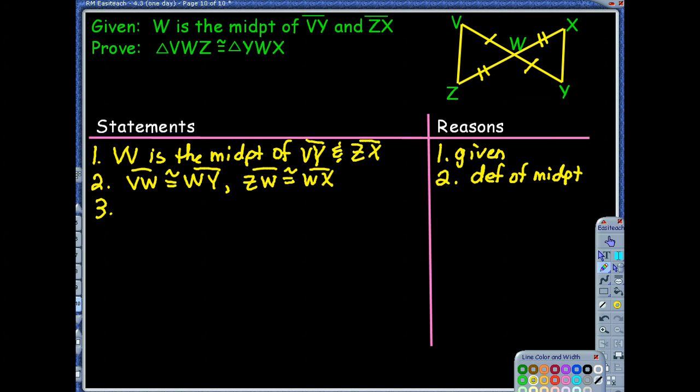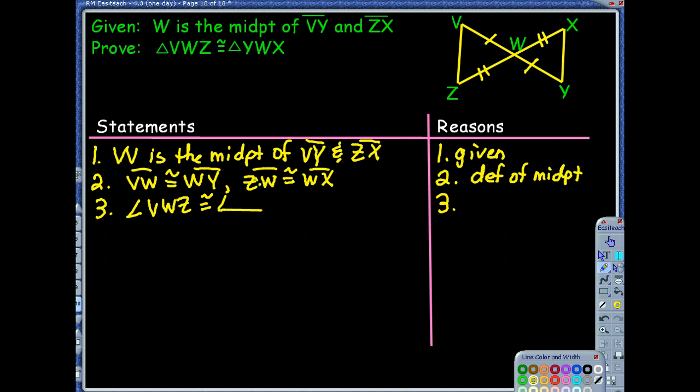Okay, we've got two sides. We either need the third sides. So could I say V? I don't know anything about those, so I can't really talk about them. No. But I could do the included angle because I noticed they're vertical angles. Okay, and I can't call it just W because there's lots of things coming off W. So let's say angle VWZ is congruent to angle XWY.